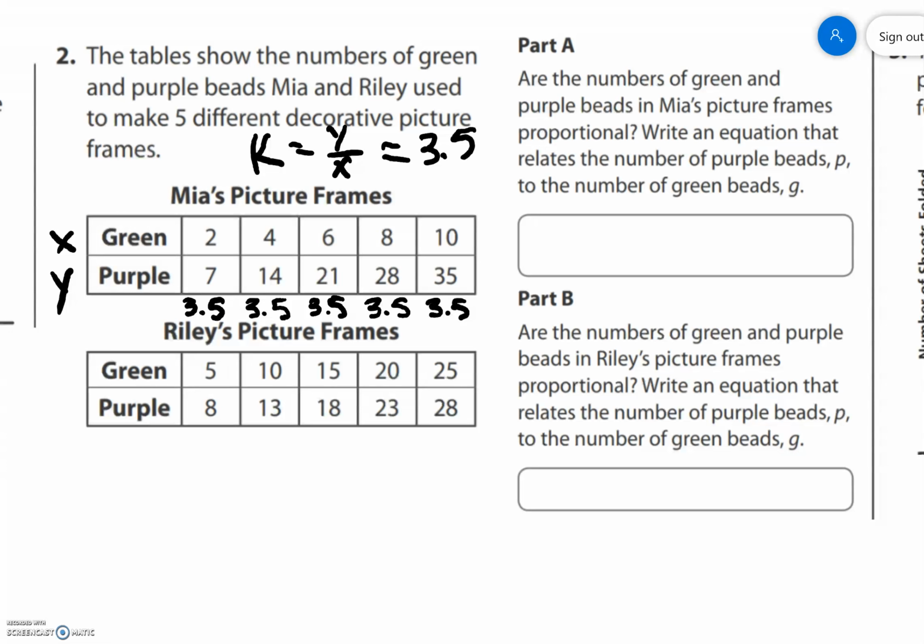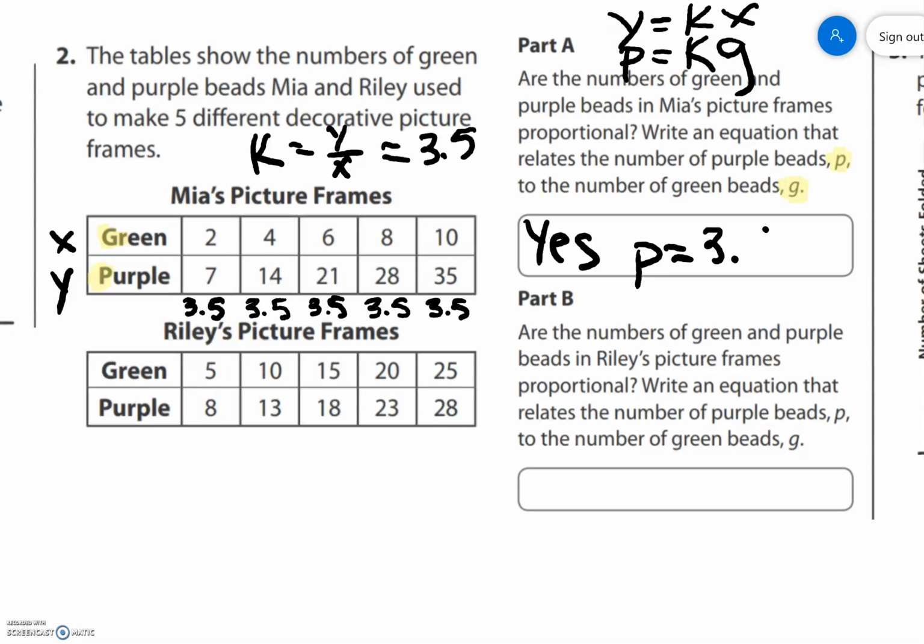So remember from question number 1, a proportional relationship is y equals kx. But here you have to pay super close attention. They want us to use P and G for purple and green. So instead of y, we're going to use P. So P equals k, and instead of x, we're going to use G. So yes, it's proportional, and our equation is P equals 3.5G.